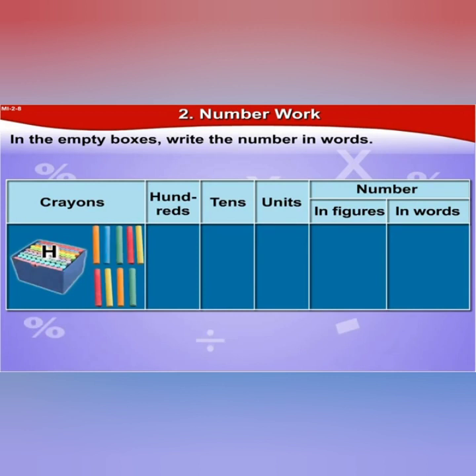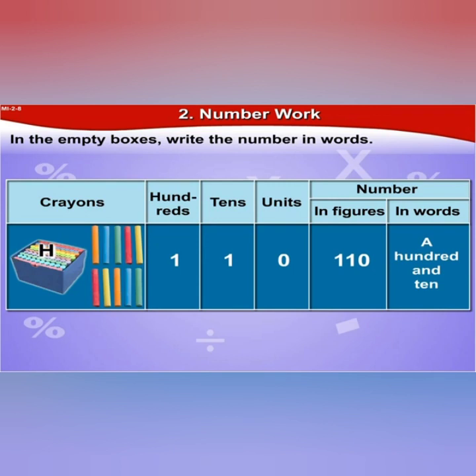Now the next picture has a box of 100 crayons and 9 more crayons. So it is 100, 0 tens, 9 units. In figures it is 109 and in words 109. Now the last picture. A box of 100 crayons and 10 crayons, which means it is 100, 1 ten, 0 units. In figures it is 110 and in words it is 110.